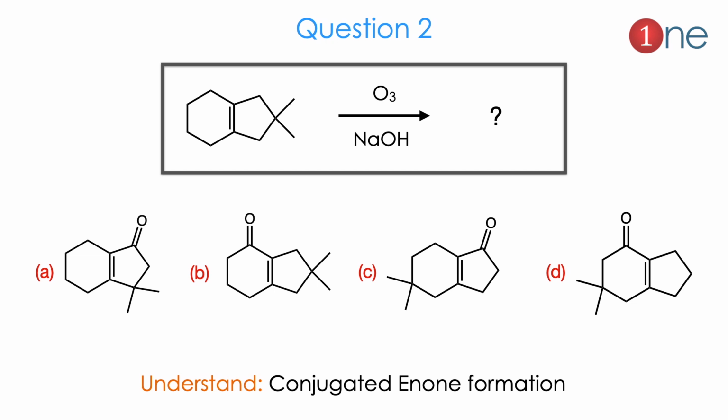Then question number 2, the starting material is a fused system, 6 member and 5 member, double bond is there and dimethyl is there. Ozone is given and base is given. They ask you to guess the product. Here the 4 products are there. One is carbonyl is switched, double bond is switched, and they ask you to guess the product based on this 2 switching, 2 migration. Here you have to know there is a conjugated enone formation, then you have to guess the reaction.